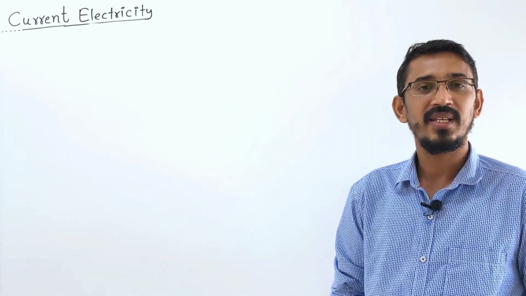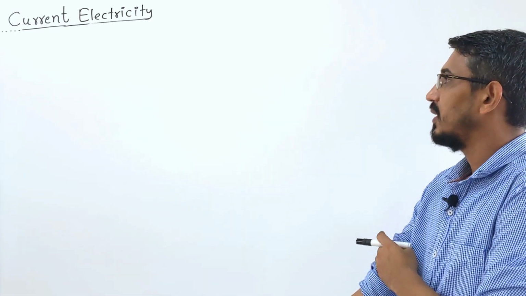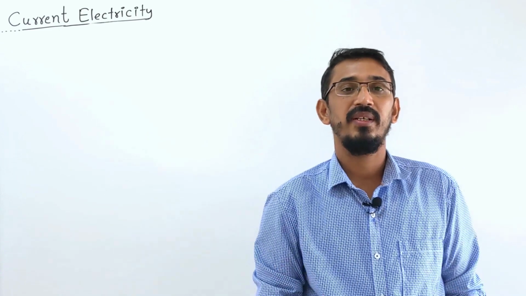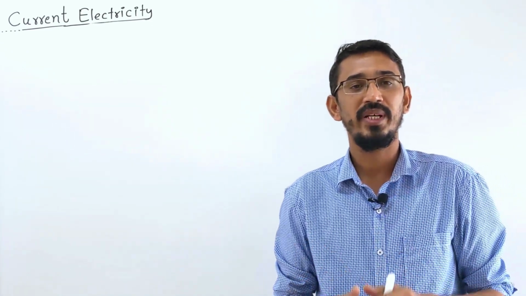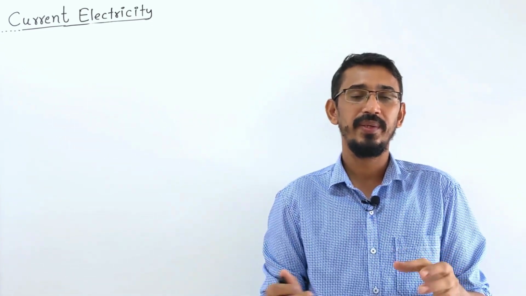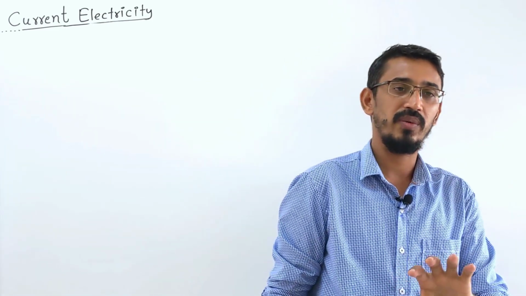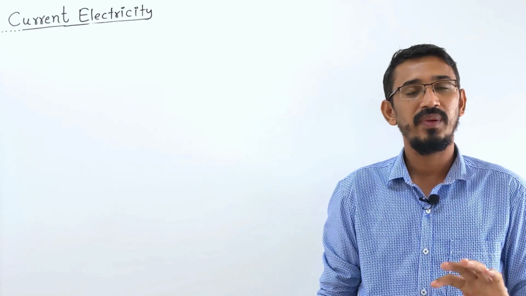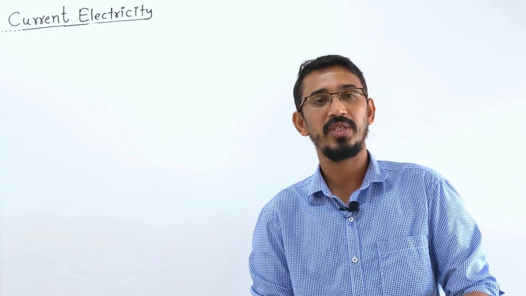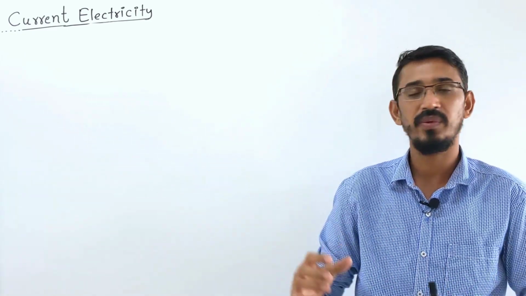Welcome back students, this is the last lecture on current electricity. In our previous lecture we started the last topic, which is called measuring instruments. We learned how to convert a galvanometer into an ammeter, and how to convert a galvanometer into a voltmeter. Then we learned the Wheatstone bridge principle, and the application of that was the meter bridge. These things we have already covered.